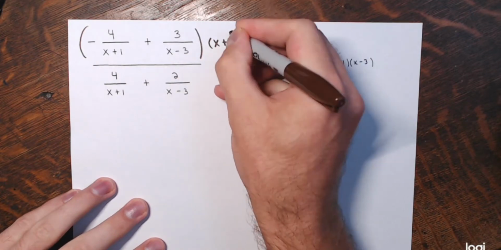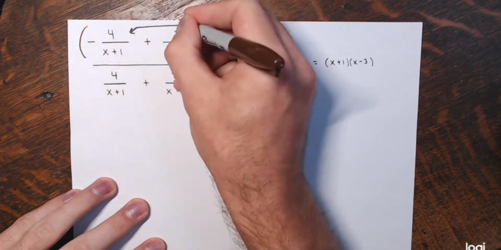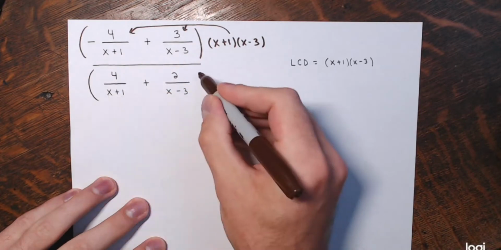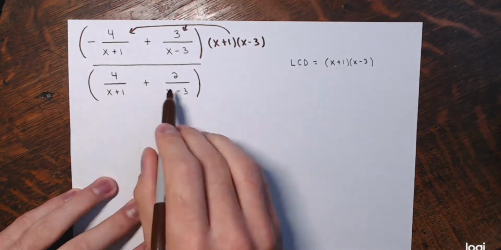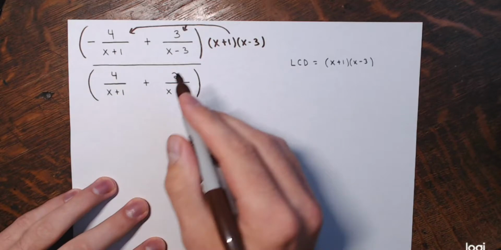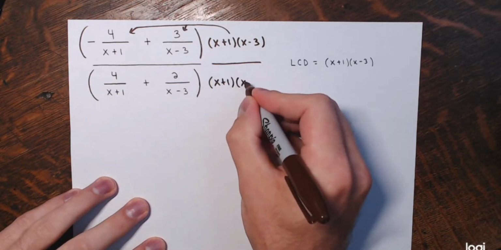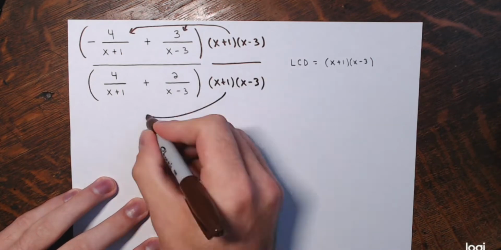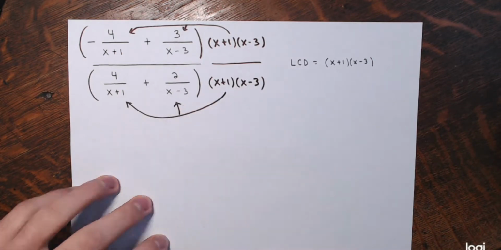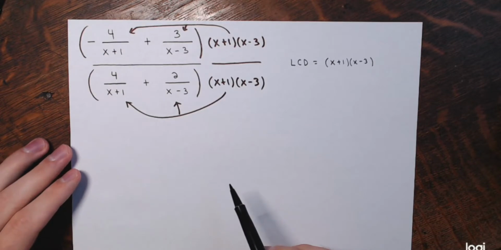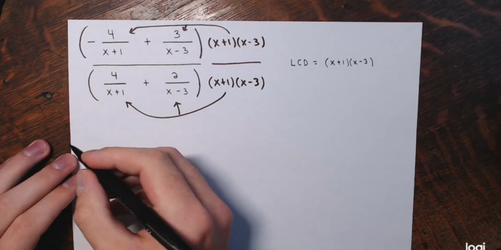Don't forget we're distributing this, right? Both of these fractions up here will be multiplied by the LCD. And now we have an example where the denominator also has two terms. It's the sum of two fractions. So each of those will also be multiplied by this LCD, this x plus 1 times x minus 3. So I'll be distributing that as well. And the whole reason for doing this, multiplying the numerator and denominator by the LCD, is to clear away fractions. These denominators should all cancel.